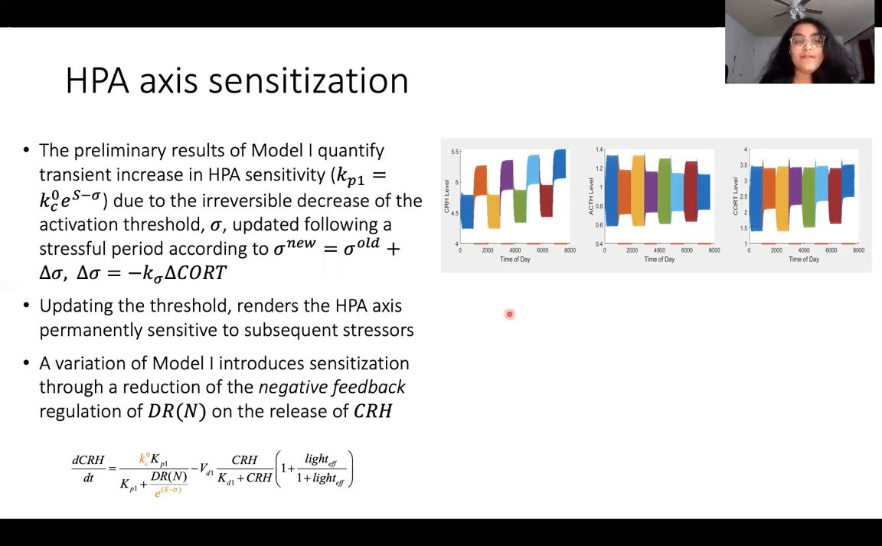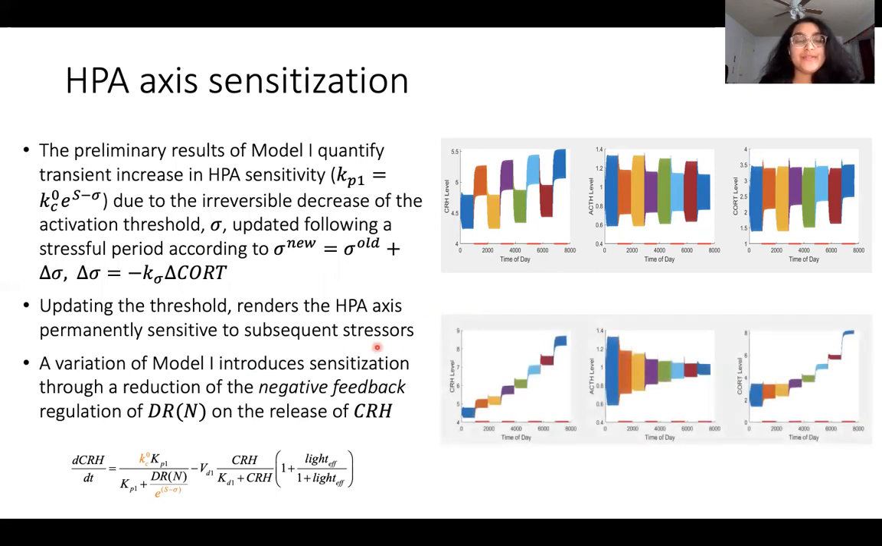We've then incorporated a variation of Model 1, which introduces sensitization through a reduction of the negative feedback regulation that DRN has on the secretion of CRH from the hypothalamus. And this is our modified CRH equation. And so here we see permanent increases in CRH and CORT, similar to previously, as well as a permanent decline in ACTH levels.